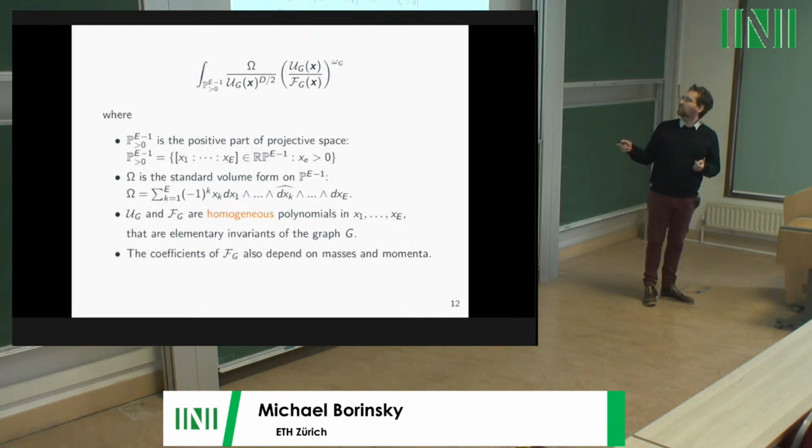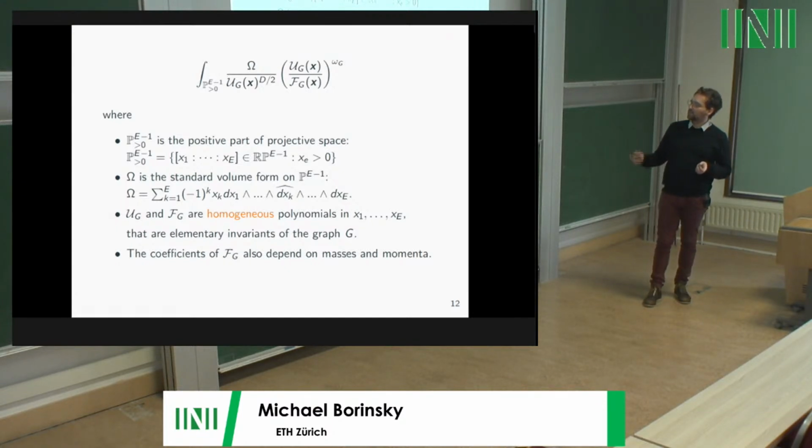No, I forgot to define that. I'm sorry. So d and omega g. d is the space-time dimension, and omega g is another invariant of the graph. It's just a linear number. It's a number that depends linearly on d and on the number of cycles of the graph.